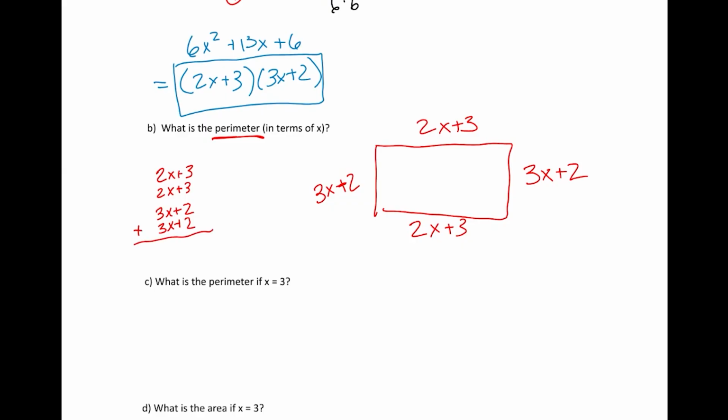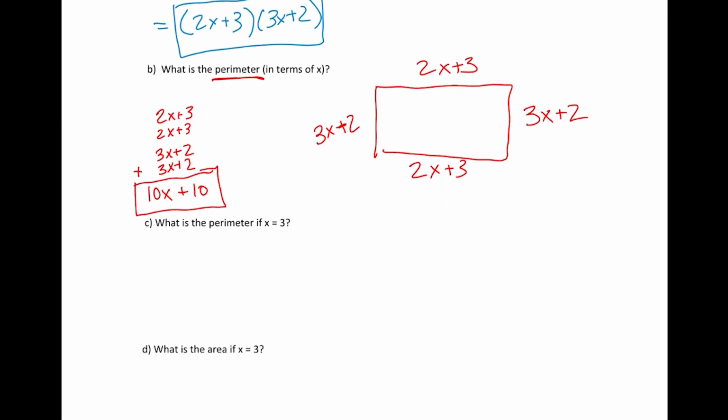We just need to add all these up. 3 and 3 is 6, plus 2 is 8, plus 2 is 10. And then if we're looking at all our linear terms, we can add those together. 2 and 2 are 4. 4 and 3 is 7. Plus 3 is another 10. So 10x plus 10. That is going to be our perimeter.